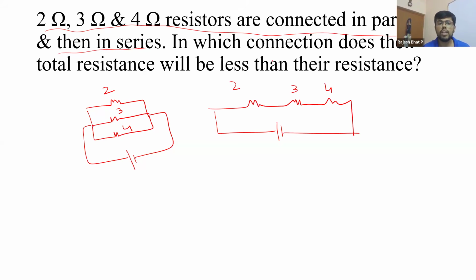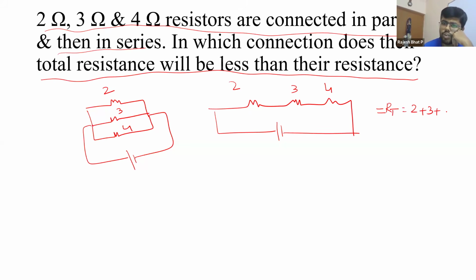They're asking in which case the total resistance will be less. This one, the calculation is very simple. When you add everything, our total is nothing but 2 plus 3 plus 4, which is 9 ohms. Done. For the parallel one, this is not the direct formula; we have to add the reciprocals.